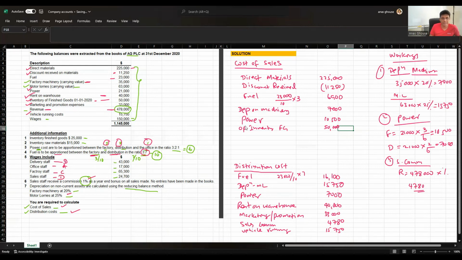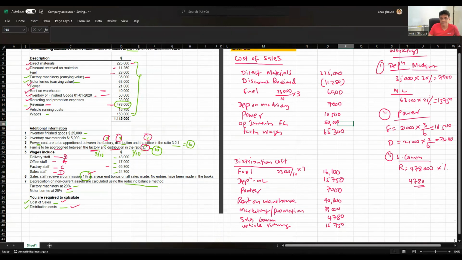So therefore, we can take under cost of sales, factory wages, 65,300. Then delivery staff wages, how much? 43,000. And sales staff, how much? 24,700.